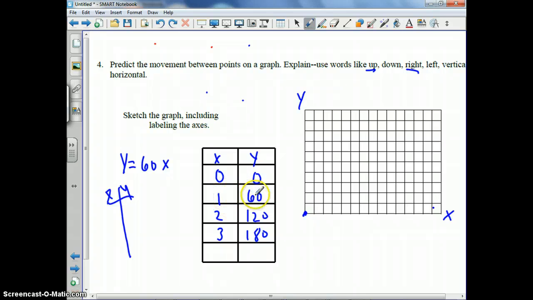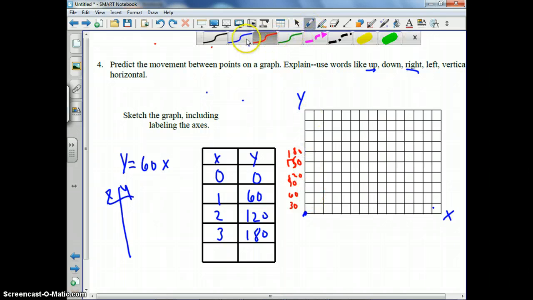Over 1, up how many? 60. Now that's going to be tough, isn't it? Yeah, so let's count by 30s. That's really not the best thing to do, but it's the only way to do this for now. What's 90 plus 30? 120. 150, 180, 200. All right, and what I did is I counted by 30s.